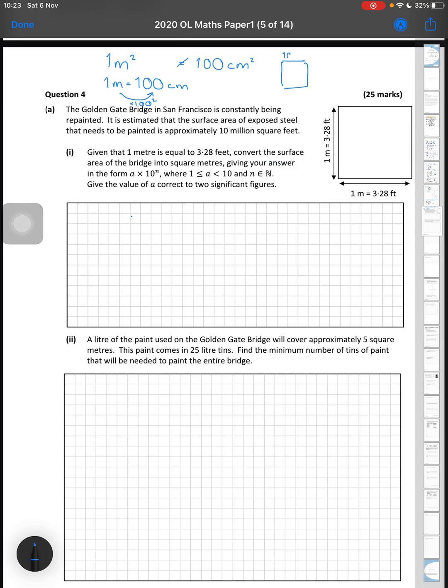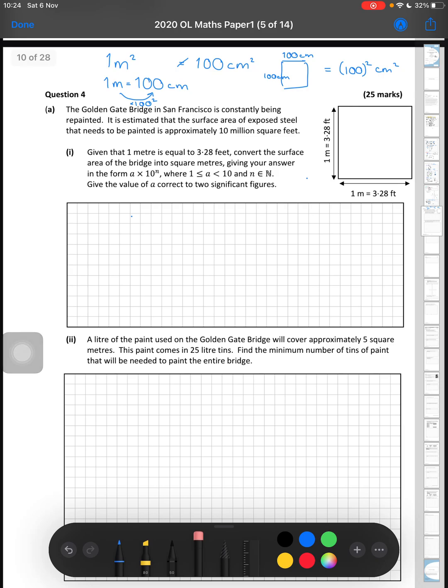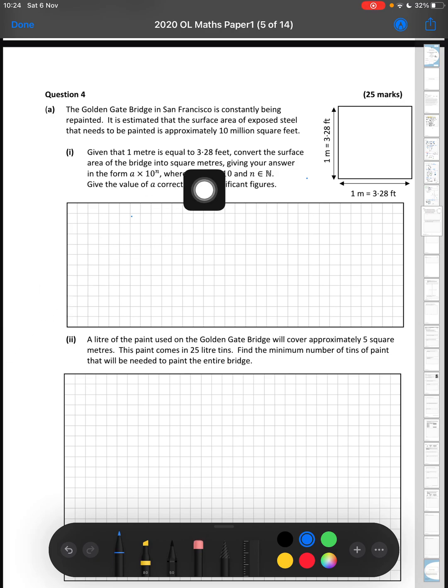squared. So if we try and find out how many centimeters squared are in a meter squared, let's look at my meter square here. It's going to be 100 centimeters times 100 centimeters. It's a meter square. So the meter square there is equal to 100 squared centimeters squared. So it's going to be the same thing here.